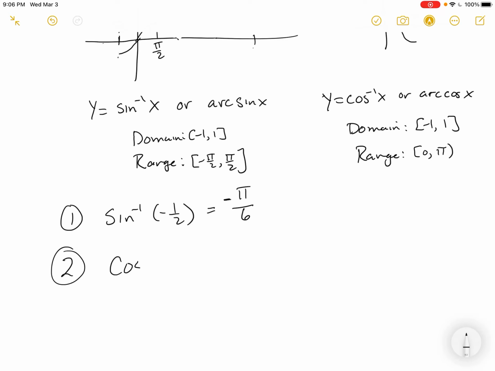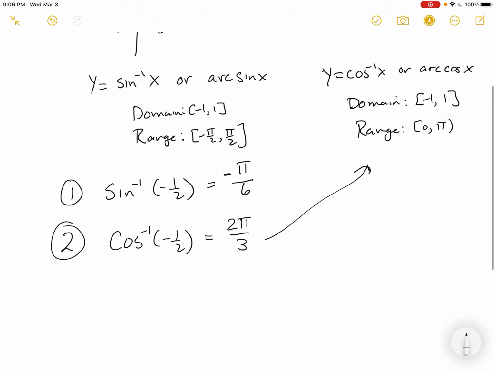This is going to be no different than when they first taught you this in your trigonometry class. What's cosine inverse of negative 1/2? Cosine inverse of negative 1/2, that is a pi over 3 reference angle. It can't be in the first quadrant, so it's not going to be pi over 3, but it's going to be in the second quadrant, because the range for cosine inverse is from 0 to pi. That's 2 pi over 3. Only 2 pi over 3 would work for that.